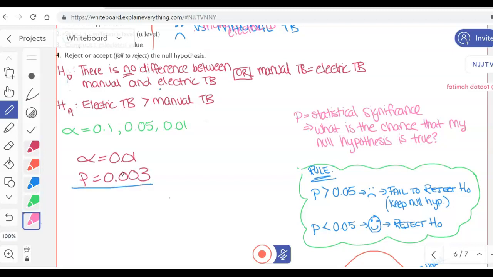So the steps we do is I bring the p-value down over here. So p, we said, is 0.003. And then I bring down the alpha over here, which is 0.01. So remember, what researchers do is they take the p-value and they compare it to this number here, the significance level. So what do you guys think here? Is the p-value higher or lower than the significance level? You can pause the video and think about it.